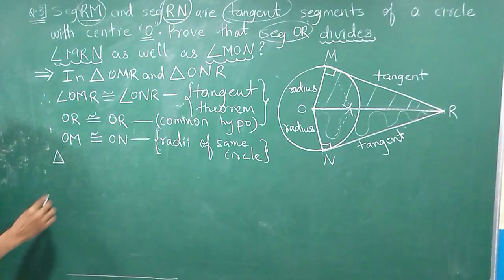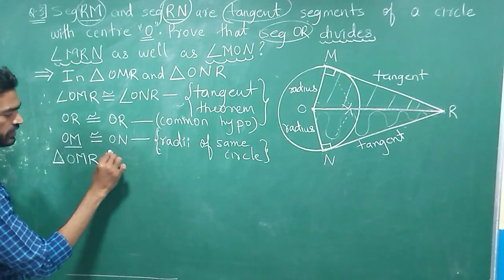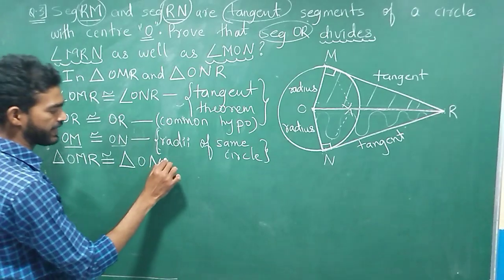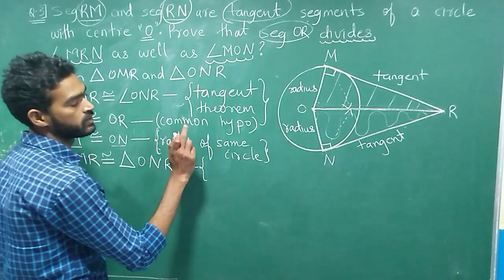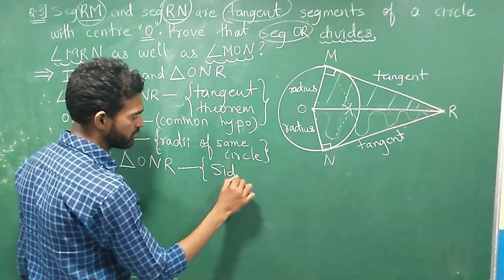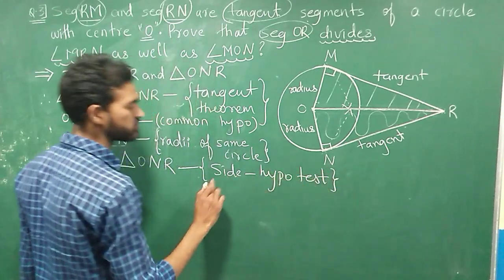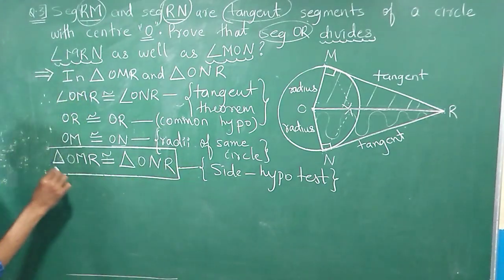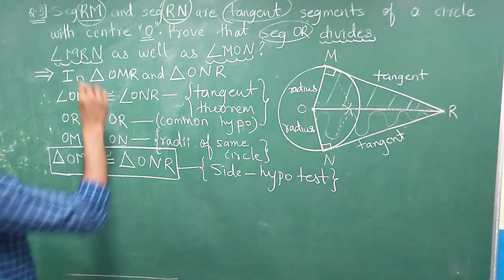So let us name the triangles. Triangle OMR is congruent to triangle ONR. Why are they congruent? Because this is side, and this was hypotenuse. So we'll write here side-hypotenuse test, or you can also write it as hypotenuse-side test. Because of this test, we prove that these two triangles are congruent. Clear all? Yes.